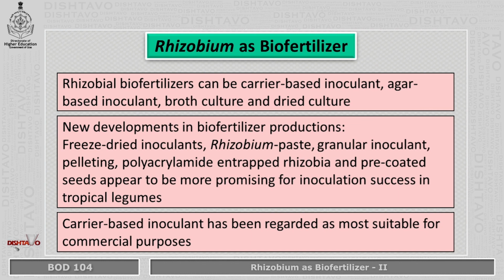Rhizobium as biofertilizer. Rhizobial biofertilizers can be carrier-based inoculants, agar-based inoculant, broth culture, and dried culture. New developments in biofertilizer productions are freeze-dried inoculants, Rhizobium paste, granular inoculant, pelleting, polyacrylamide entrapped rhizobia, and pre-coated seeds, which appear to be more promising for inoculation success in tropical legumes. Carrier-based inoculant has been regarded as more suitable for commercial purposes.